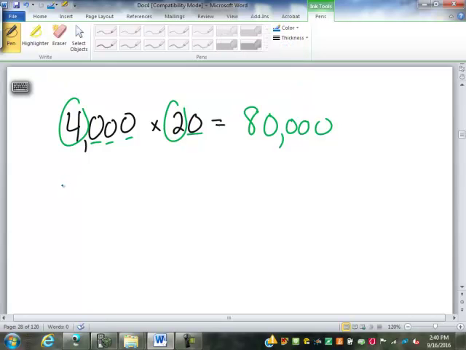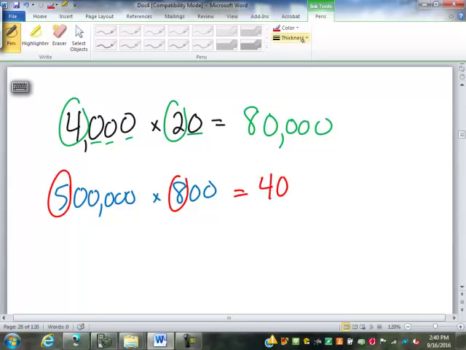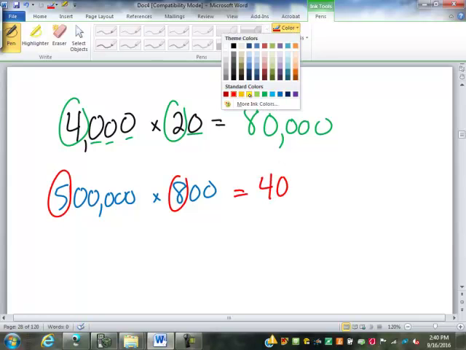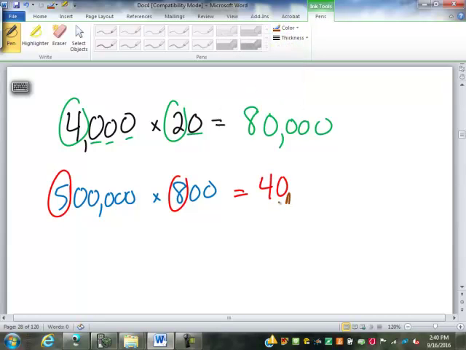I did have to be careful with something like 500,000 times 800. We had 5 times 8 was 40. And I have to remember that this 0 doesn't count, right? I still need to put how many more zeros on the end? 7, right? So 400 million.